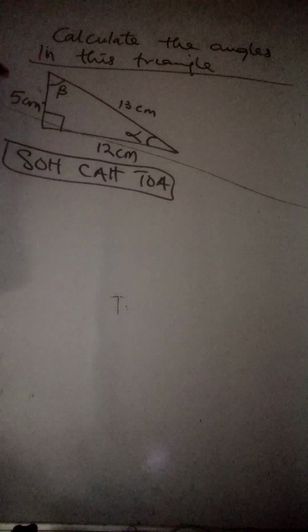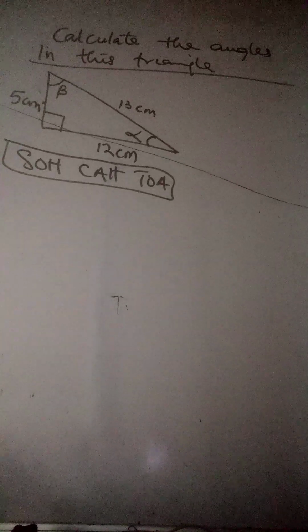Remember our SOHCAHTOA. So this is what we are going to apply. If I want to find alpha, and I want to use this side and this side, that means this will be opposite, this will be adjacent. And if I want to use these two sides, this will be opposite, this will be hypotenuse, based on the knowledge from the previous video.